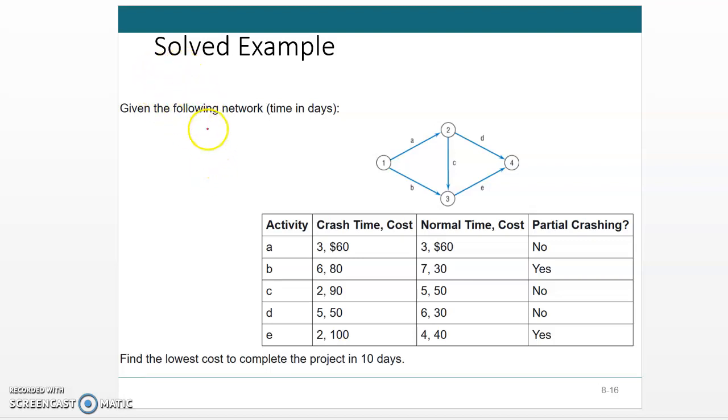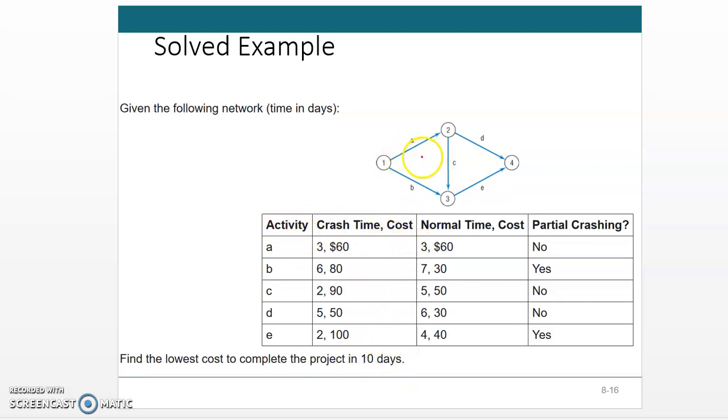Okay, so let's do one example for activity crashing. You can see this network has been shown over here, and it has been asked for the lowest cost to complete the project in 10 days. So let's look at the original duration of the project.